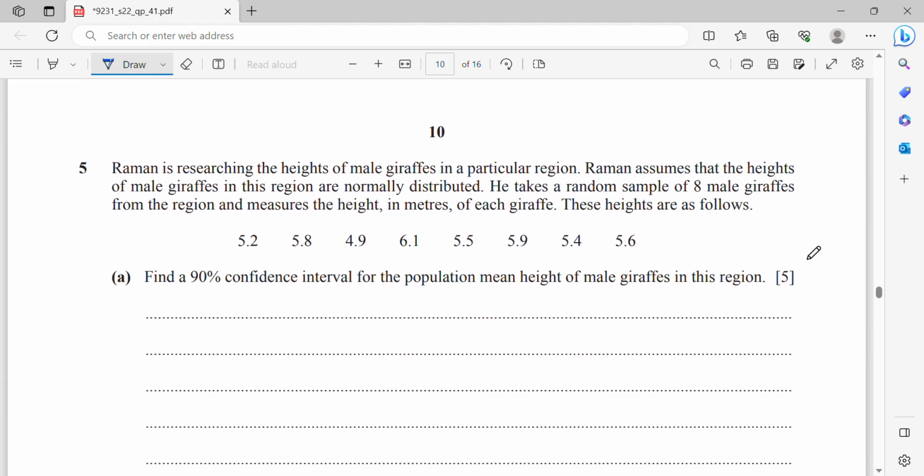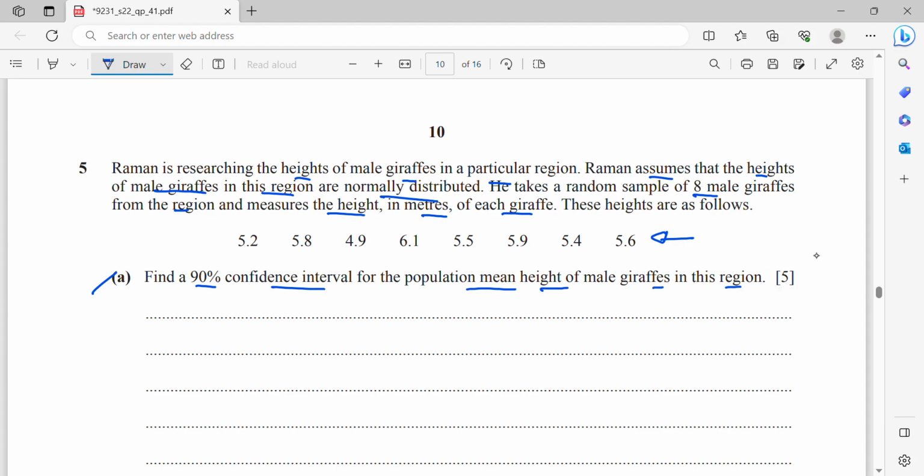Okay, next. Number 5. Rahman is researching the heights of male giraffes in a particular region. Rahman assumes that the heights of male giraffes in this region are normally distributed. He takes a random sample of 8 male giraffes from the region and measures the height in meters of each giraffe, and the heights are given. Okay, so A, find a 90% confidence interval for the population mean height of male giraffes in this region.